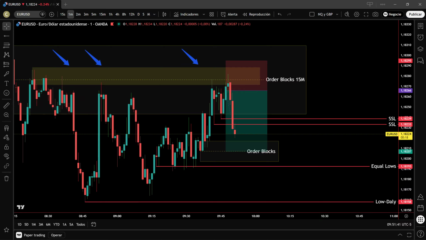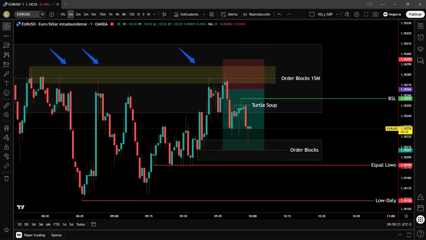With the equal lows now neutralized, EURUSD is heading unimpeded toward the low daily at 1.18158. It is a perfect demonstration of how the market uses liquidity accumulation to generate fast and efficient directional moves. Having the patience to wait for the upper zones to weaken was key to anticipating this vertical descent.